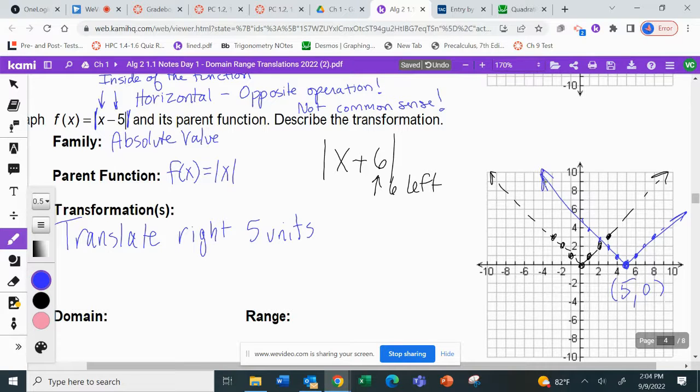Domain. Even though I moved it either left or right, it still goes forever to the left or right. So domain, still all real numbers. Range. How far down to how far up does it go? It's pointing up. How far down does it go? To 0. The 5 is the x value. The y is the 0. So we start at y is greater than or equal to 0 for our range.